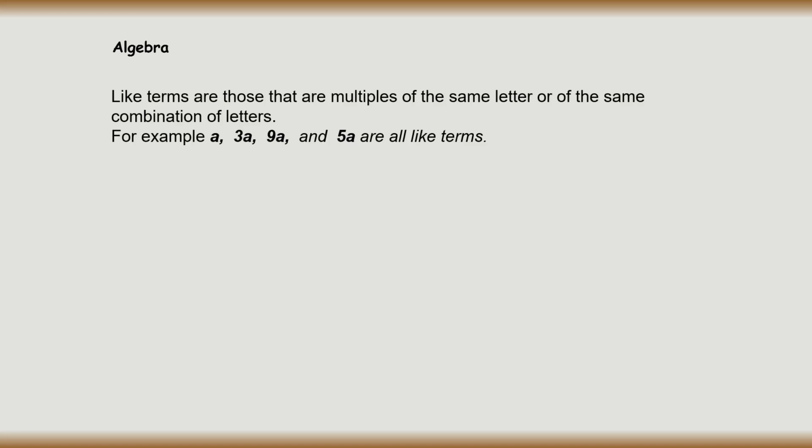Right, today we're going to be combining like terms. So like terms are, as we have here, so if we have A, 3A, 9A and 5A. These are all like terms. It's easier if I show you in an example, and that's what we're going to do now.